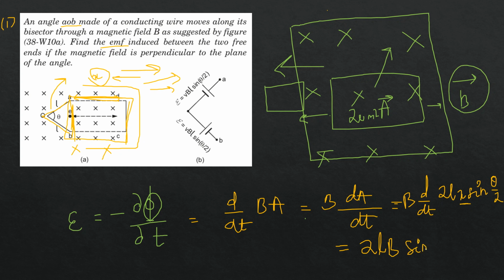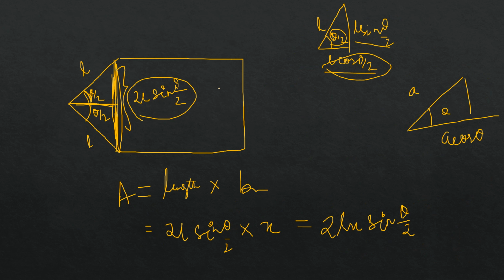Theta is not changing. What is changing? x is changing. So 2Bl sine theta by 2 into d by dt of x. What is the derivative of x? That is velocity, right? So I can write it as 2Blv sine theta by 2. This is what? Your EMF. This is your answer.